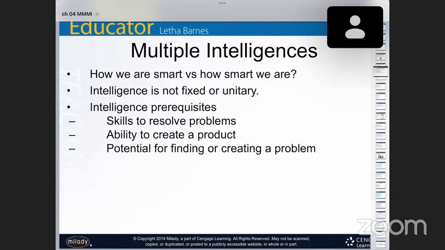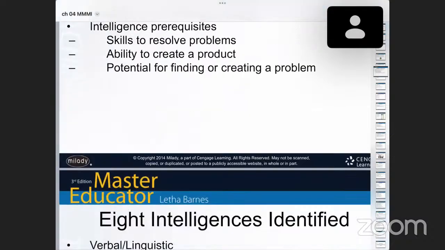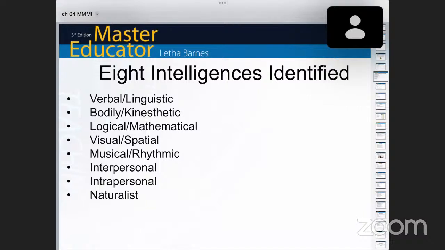They may have something in common where they say across the board, yeah, we're both logical. But then each one may learn different things logically. Okay. Here's the prerequisites for intelligence: skills to resolve problems, ability to create a product, and potential for finding or creating a problem. Okay. And so those are the prerequisites. Here are your 8 intelligences identified, which means this is where we also need to find ourselves. The intelligence is going to be how you learn.